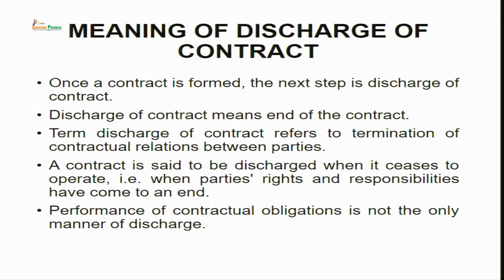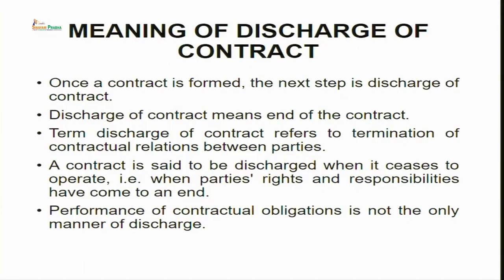To start with, meaning of discharge of contract. What do we understand by the term discharge here? When we say discharge of contract, we are trying to say that the contract has come to an end and no more are the parties to that contract under an obligation to fulfill the terms. So once a contract has been formed, the very next step is the discharge of contract.